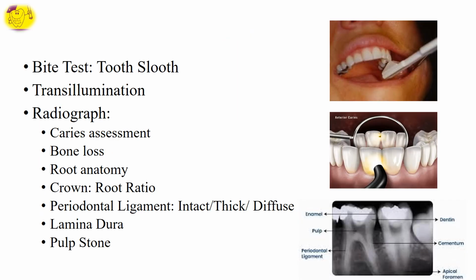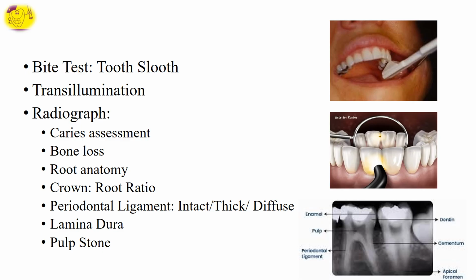There is a special test called as bite test, which is done using a Tooth Slooth, and this is more important when you're coming to diagnose a condition called as cracked tooth syndrome. And when there are tight contacts and junctions between the two teeth and it is difficult to identify a proximal caries even with a bite wing radiograph, then trans-illumination is the investigation of choice.